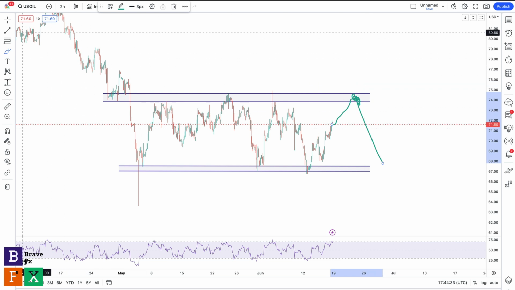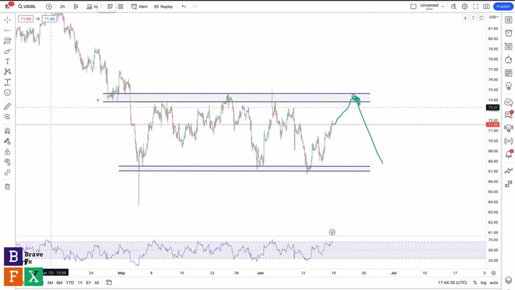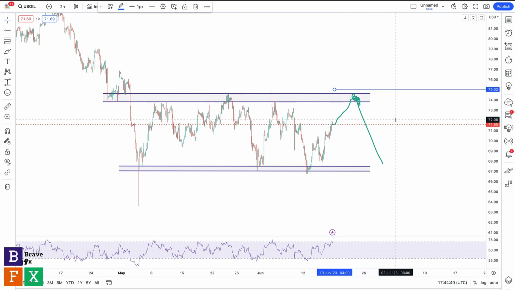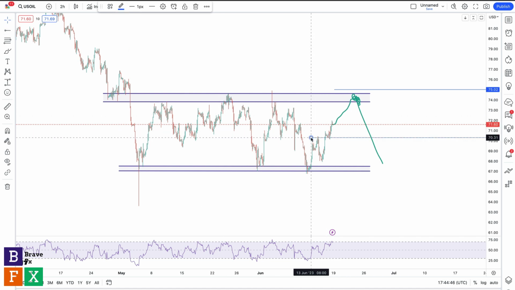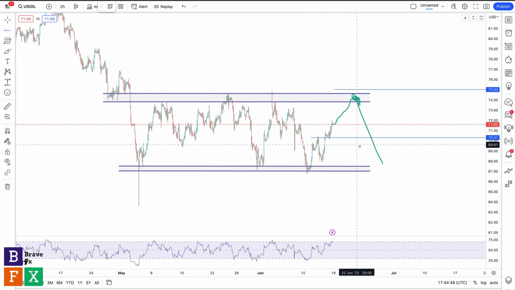So that will give us a tight stop loss or a very good risk to reward ratio, because our stop loss is also going to be above the resistance level, where take profit is going to be anywhere between the middle of the channel to the support level of the channel. So this is how I'm going to trade crude oil.